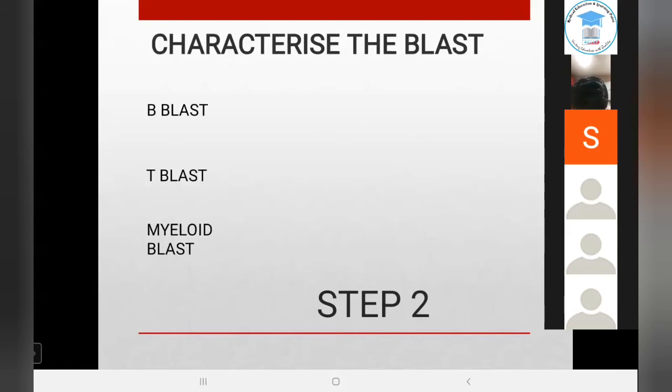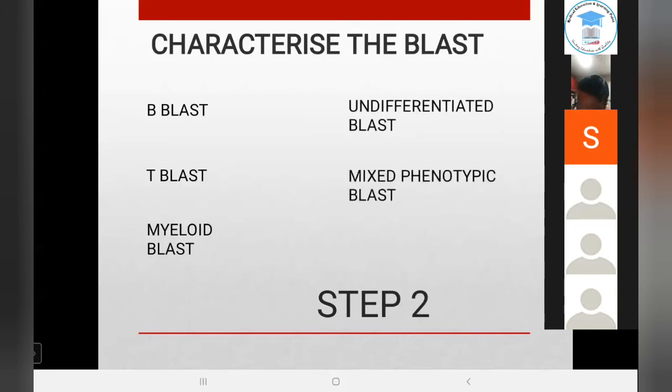So now, how do we identify the B blast? Obviously, if there are no markers present, then they are undifferentiated blasts, or it could also be a mixed phenotype blast. You know what is a mixed phenotype blast? A blast which can express a B and a T, or a myeloid marker. It's a mix of B and T and myeloid. It could be anything. So this is clear.